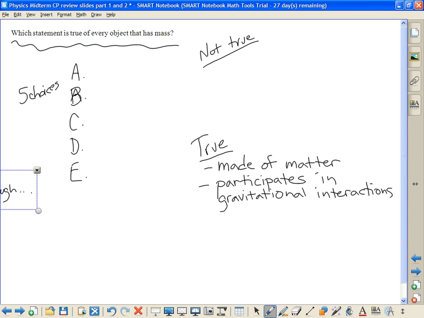Anything else true about mass? It's made of matter, whatever that is. An object that has mass participates in gravitational interactions. What's that mean? That it's always gravitational. Yes, totally. If there's an object and it's near a planet such as our Earth, the Earth is going to pull on it.